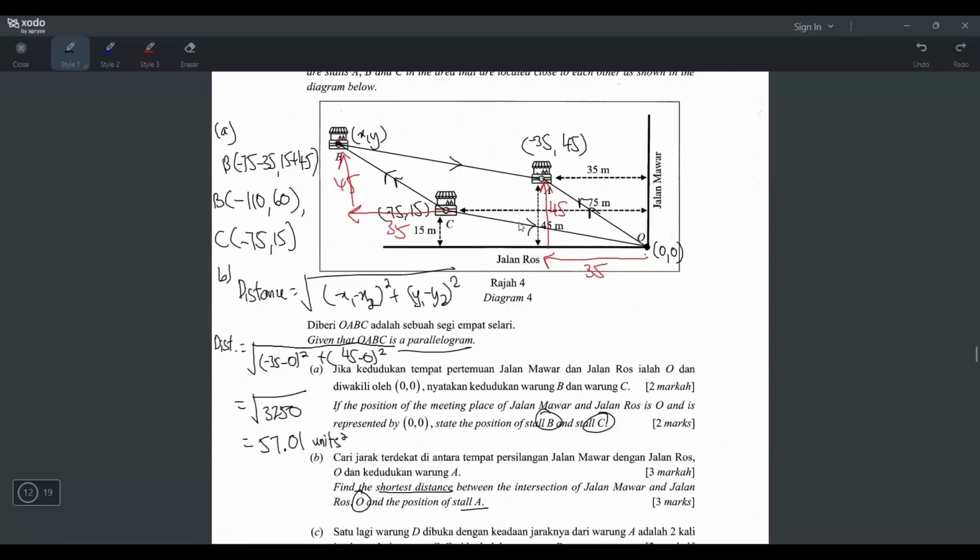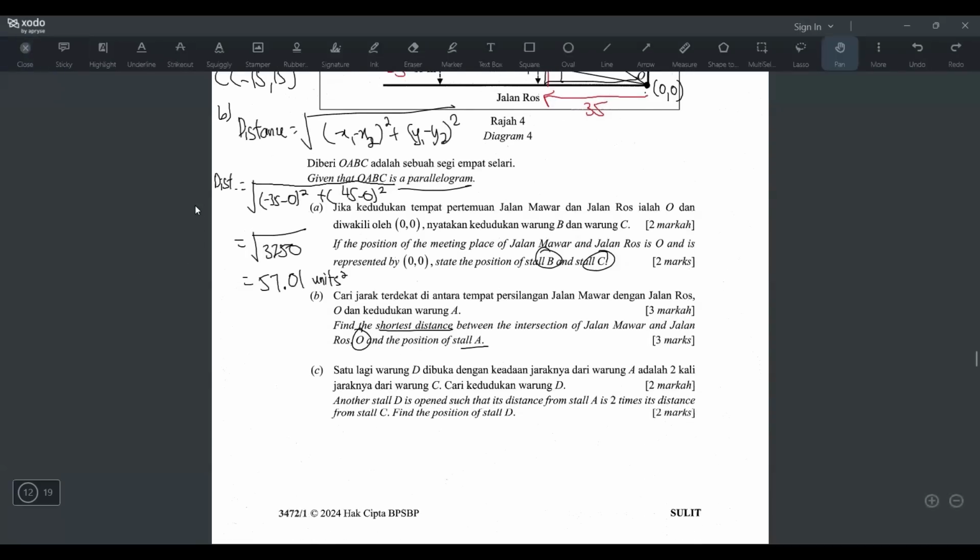For those that want to do Pythagoras theorem, I already said it's the same thing. Because this is a 90 degree angle, 45, 35, you take 45 square plus 35 square and then square root the whole thing. But it's the same. The answer also comes out like this one, right? So it's the same.